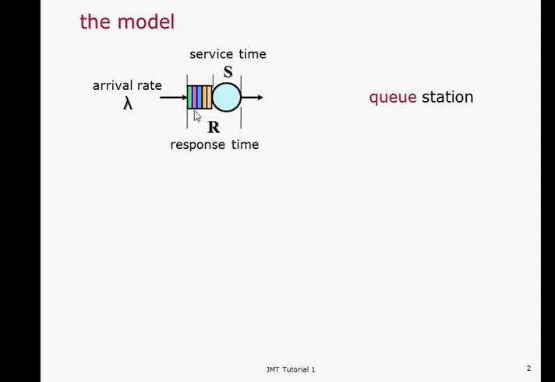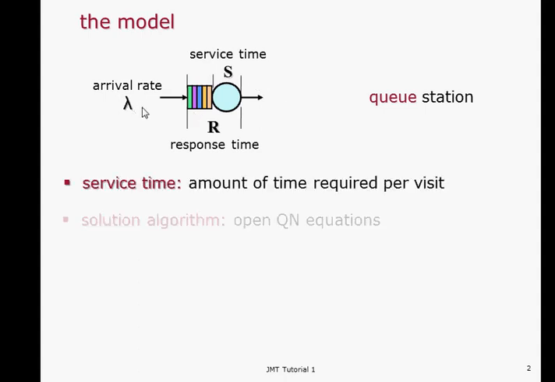We have a queue station, jobs request arrives with arrival rate lambda, are served with service time S, and the solution algorithm adopted is the open queuing network equations. Let me remark that in spite of their simplicity, models with a single station yield in many cases interesting results.